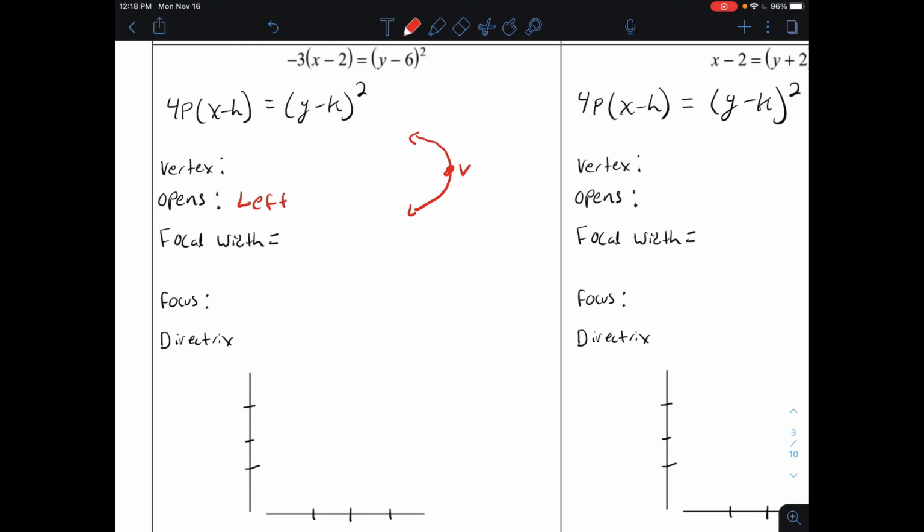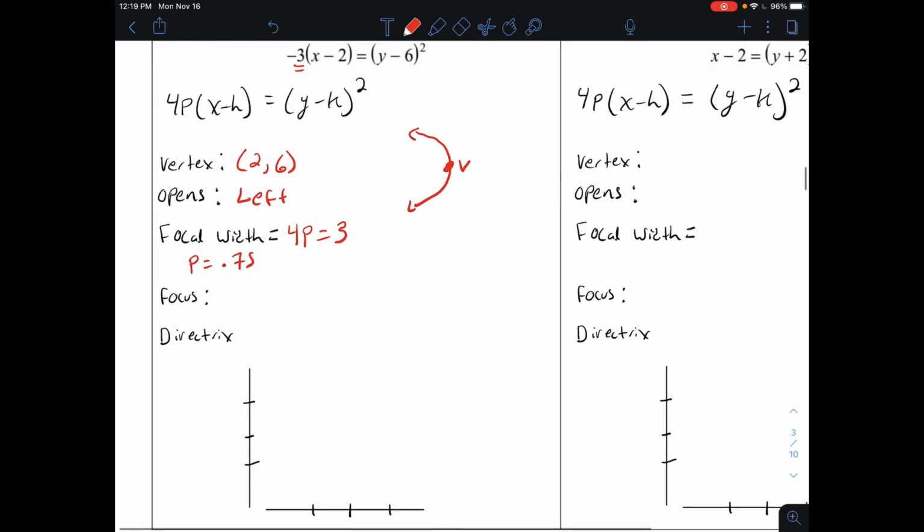Our vertex should be x minus h, y minus k, so we identify our constants there, so it should be at 2, 6. The focal width is 4 times p, and I'm ignoring the negative sign here because this is a length, and so we get a focal width of 3 units, which means that p is equal to 0.75.